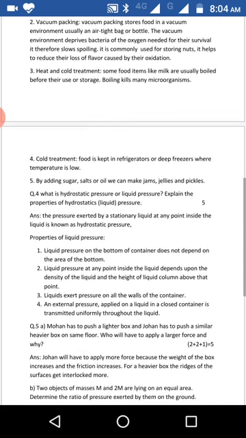Next is, what is hydrostatic pressure or liquid pressure, and explain the properties of hydrostatic pressure. So first of all, what is hydrostatic pressure? The pressure exerted by a stationary liquid at any point inside the liquid is called hydrostatic pressure or liquid pressure. Properties.